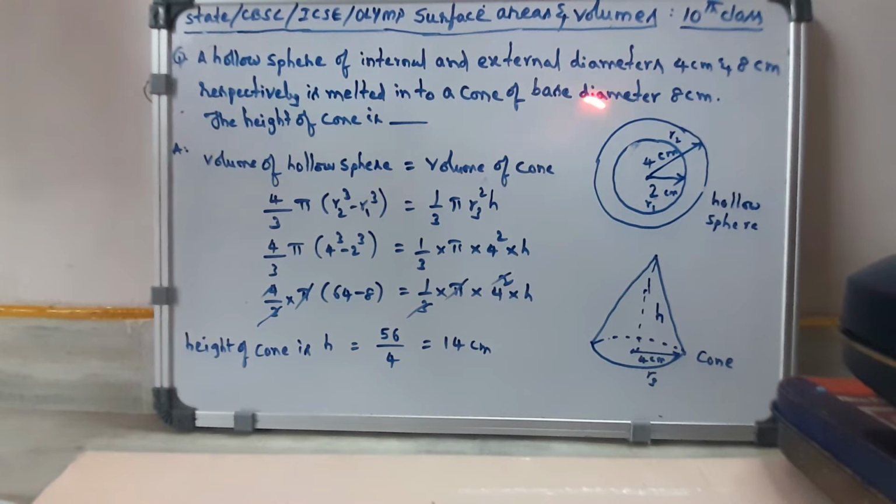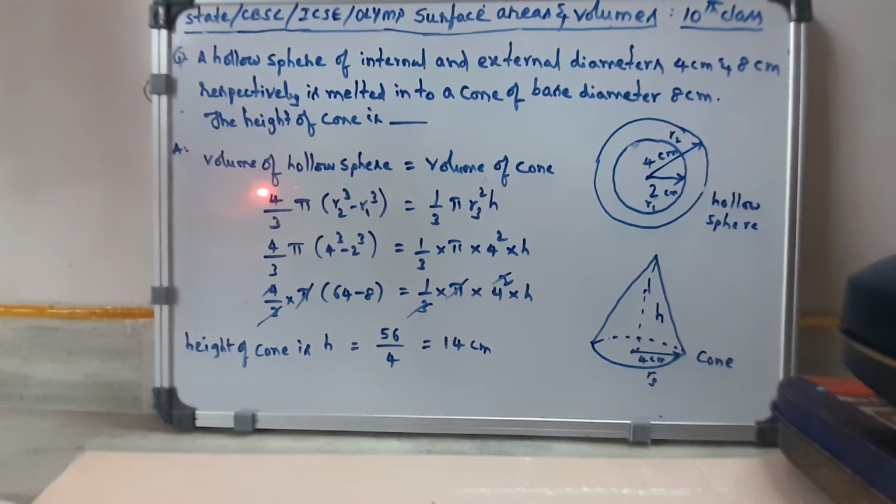It is melted into a cone. The same ball is melted into a cone. This is the cone. The cone has base radius and height h. The base diameter is given as 8 cm, which means radius is 4 cm. It is melted into a cone, which means the volume of the hollow sphere is equivalent to the volume of the cone. Both volumes are the same. So the volume of the hollow sphere is equal to the volume of the cone.